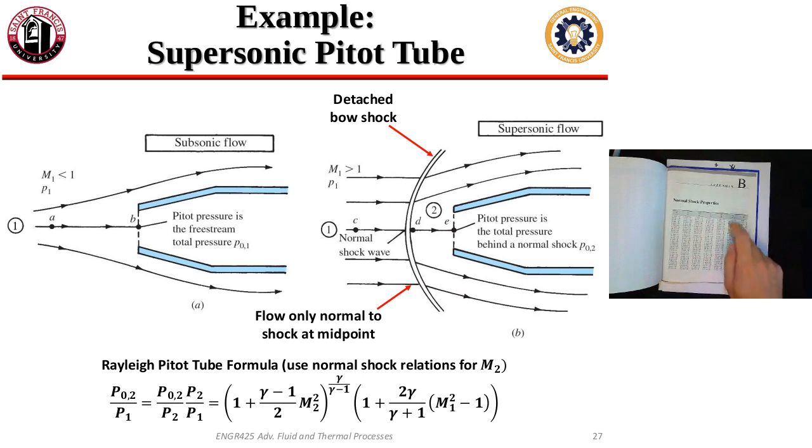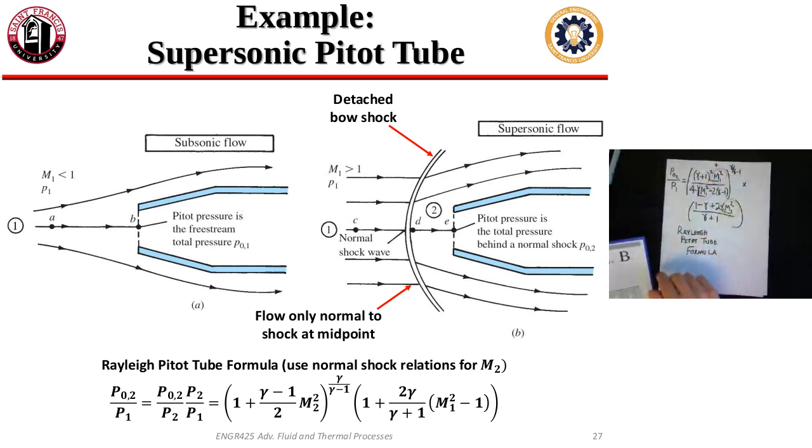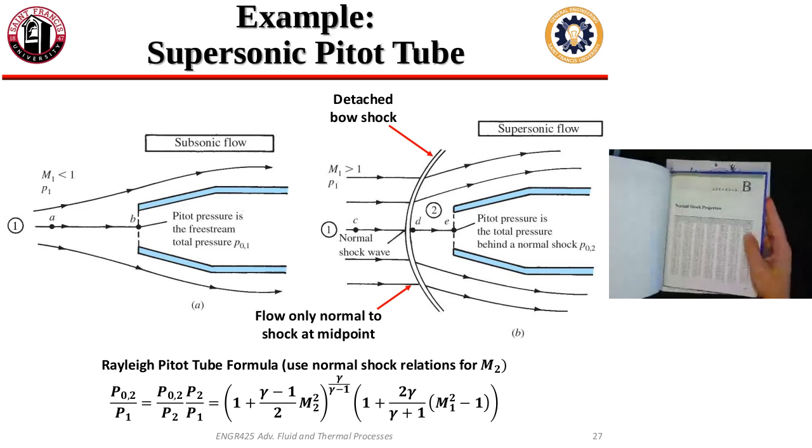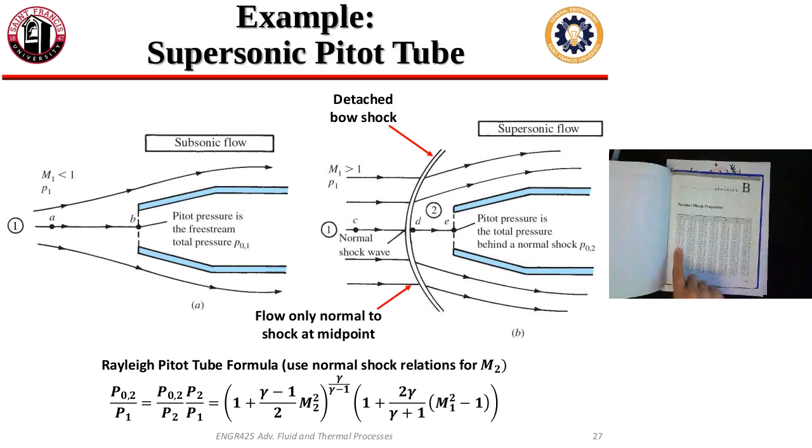So if you go here, the sixth column over is P02 over P1. So if I can get a value for that, I can look back over on the far left and get my upstream Mach number. So I can kind of cheat. If I can measure P02, I can measure my ambient and static pressure. I can compute a number, find it on the table, and find the free stream Mach number that corresponds to it. It's kind of the old school way of doing it.